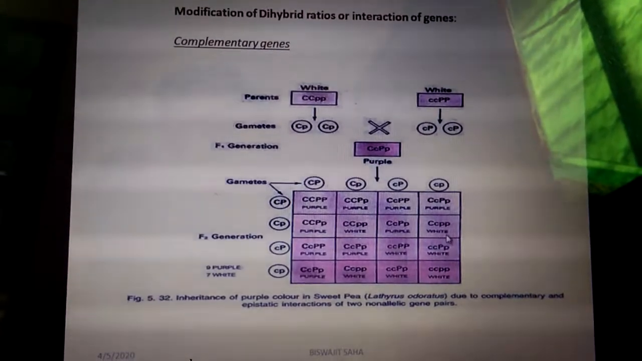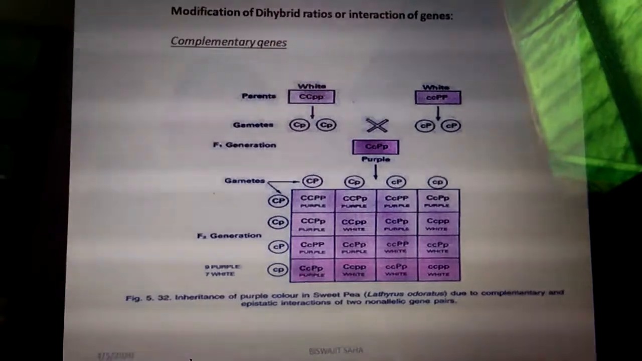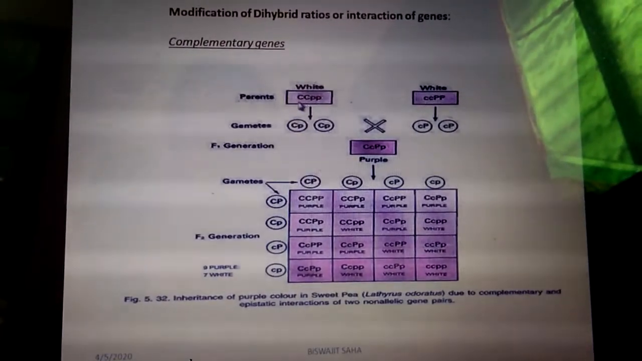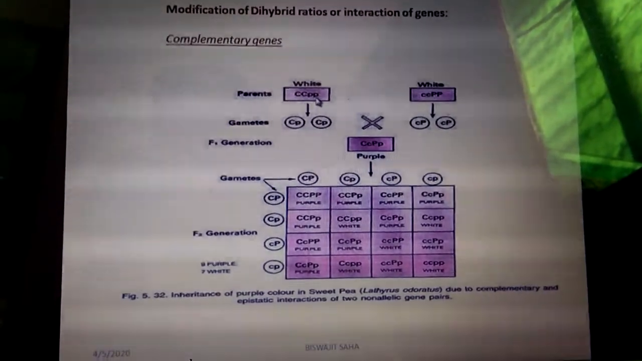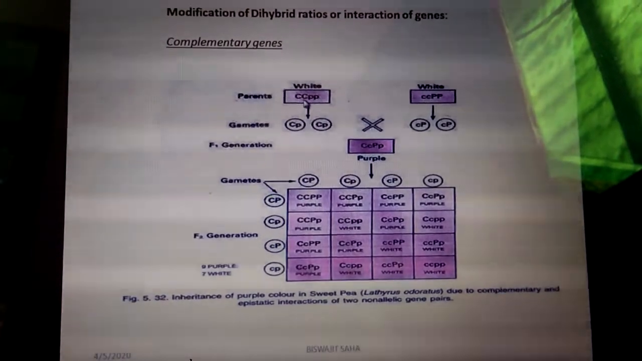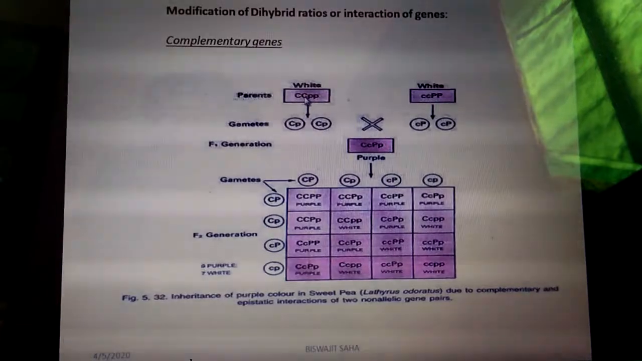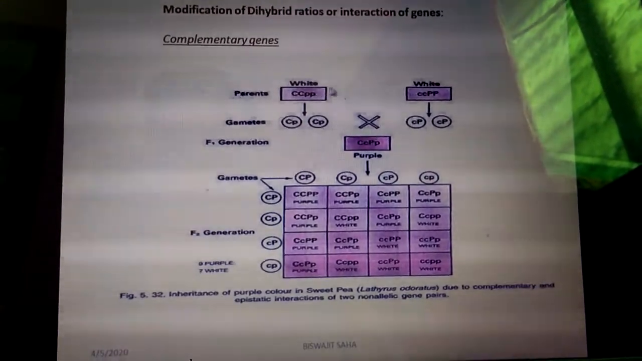This is because one of the white flower plants had the gene for color C, that is the capital C, but no gene for the enzyme to make the color visible. That means it is small p. So they had a gene for the color C, but no gene for the enzyme to make this color visible.